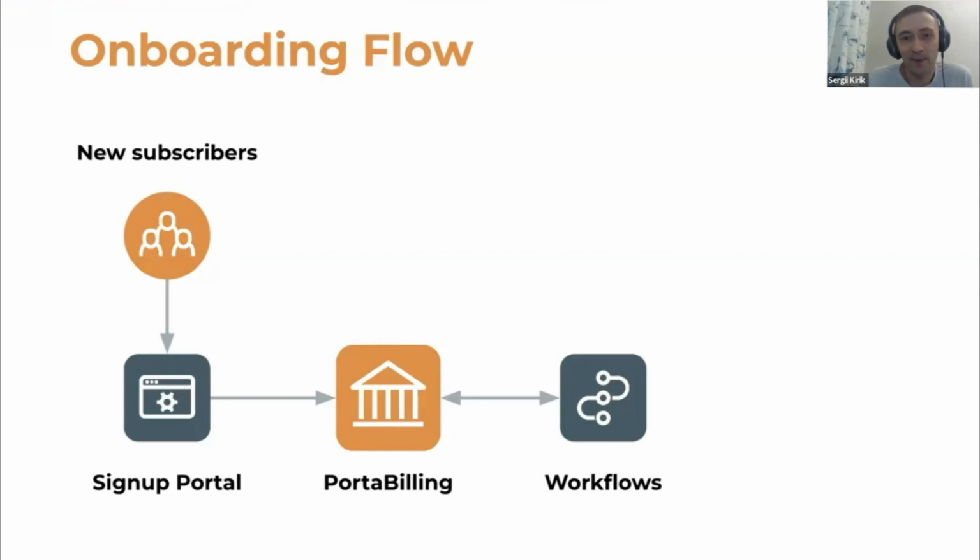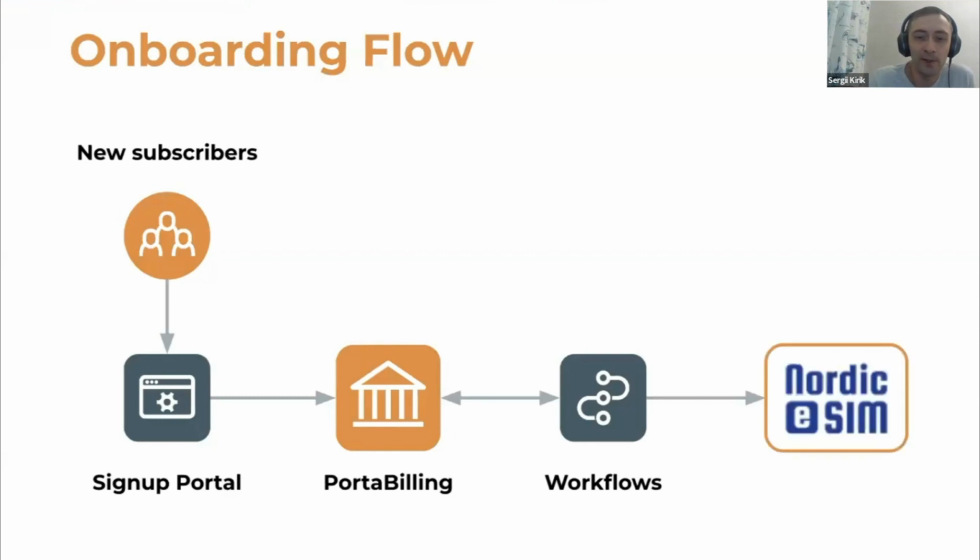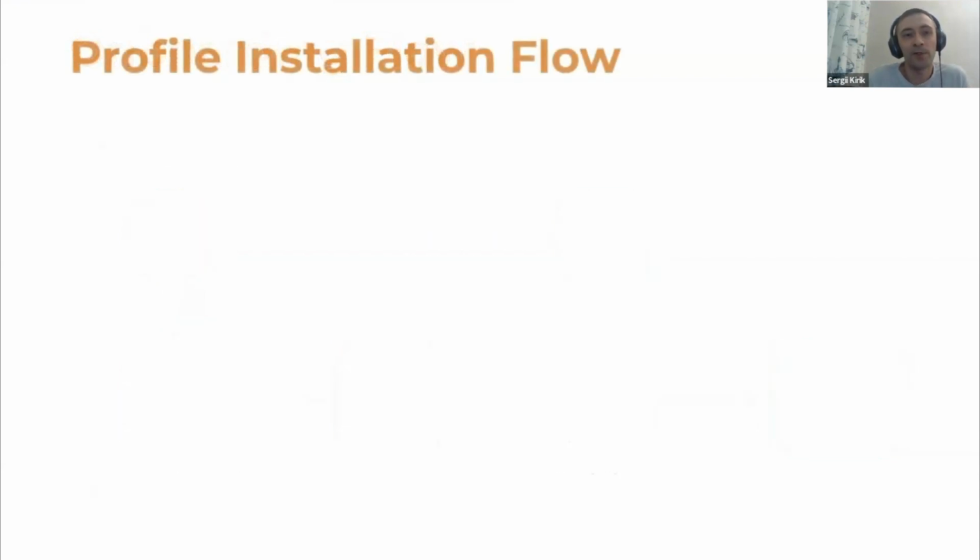One of the steps would be talking towards the Nordic eSIM platform, because we want to prepare our eSIM profile for download. Once we did that, PortaOne workflows would generate a QR code, a really easy way for end users to activate and download their eSIM profile. Eventually, we deliver this QR code to our subscribers. In my implementation, I'm doing this through SendGrid and delivering the QR code through email.